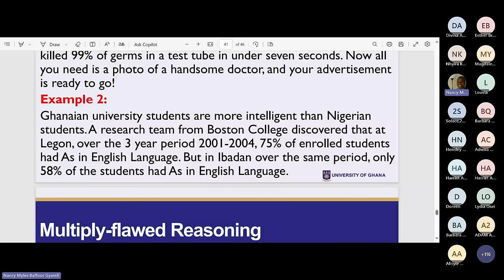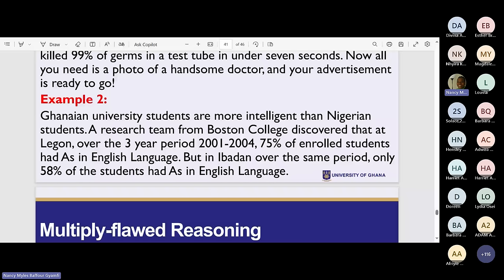It is going to support a supposed claim. Look at the claim. That Ghanaian university students are more intelligent than Nigerian students. That is what you want to say. What is your evidence? That you did a research in English and one got 75 and the other got 58, for a period of 2001 to 2004. Therefore, your conclusion is Ghanaian university students are more intelligent than Nigerian students, not Nigerian university students. This is a semi-attached figure.